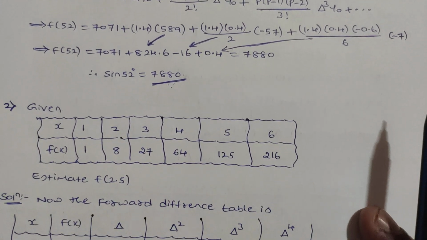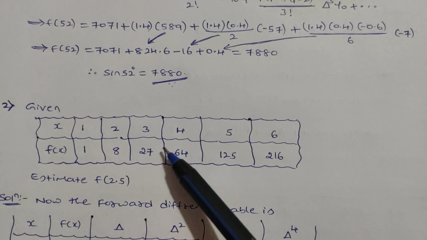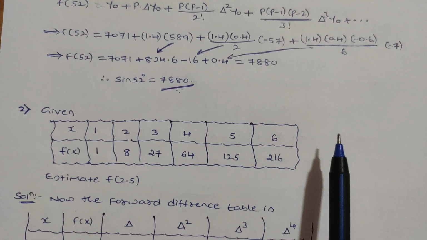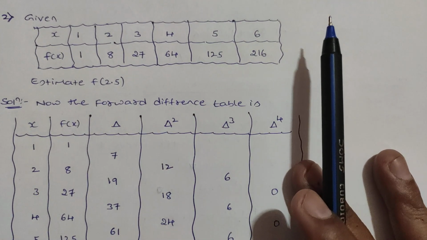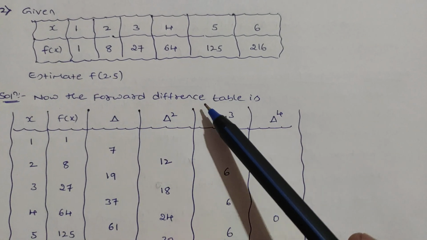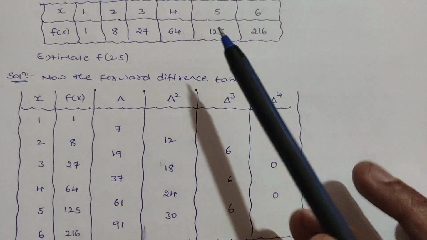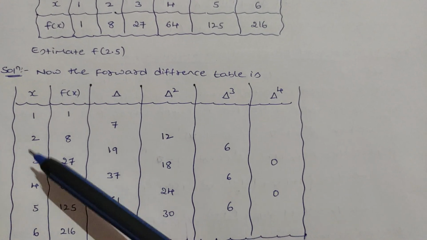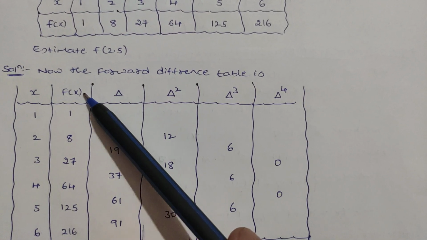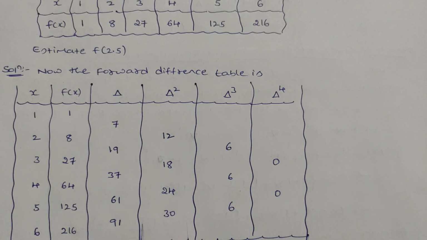Let us consider one more problem, where they have given some values of x and f of x. We require to determine f of 2.5, that is, estimate f of 2.5. Let us construct the difference table. For constructing the difference table, we write x and f of x. So we write the given data as 1, 2, 3, 4, 5, 6. These are nothing but the values of x. Now let us write the values of f of x, that is y. Given that 1, 8, 27, 64, 125 and then 216.